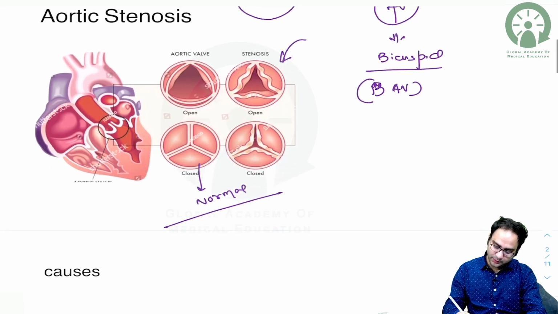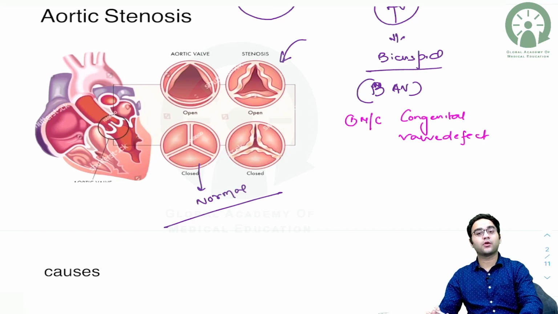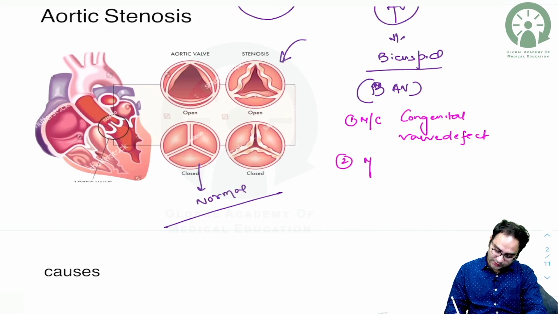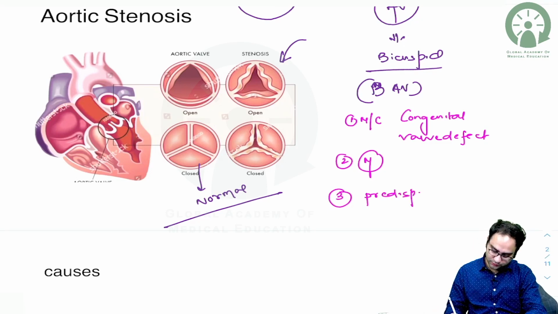Now, certain points regarding the bicuspid aortic valve. It is the most common congenital valve defect, and it is predominantly seen in males, right? And it has a predisposition to develop aneurysm and dissection.